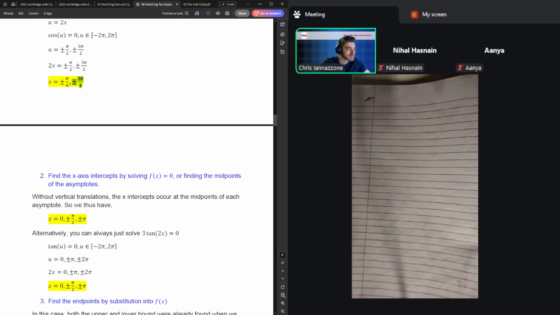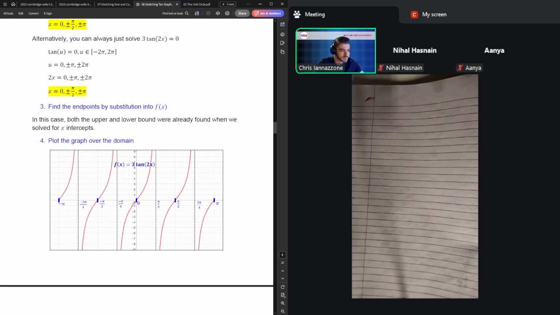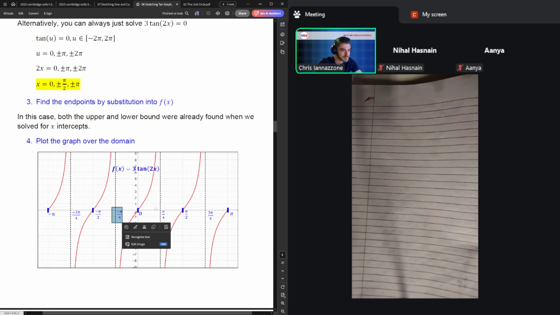So if we know that our asymptotes are at plus minus pi/4, plus minus 3 pi/4, then all we've got to do is look in the middle of each of those. So like here's our negative pi/4, here's our positive pi/4. Well, the middle of that's going to be 0. And that should be one of our x-intercepts. Then we had the positive versions of the 3 pi/4 and the pi/4. Middle of that, pi/2. And so once again, that's our other x-intercept.